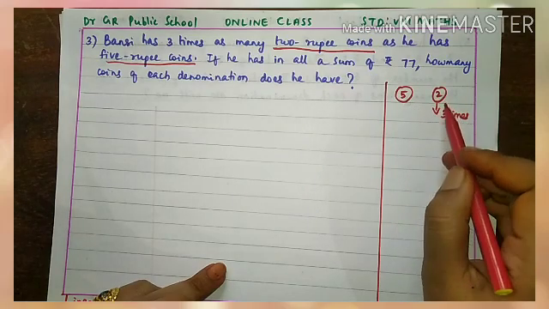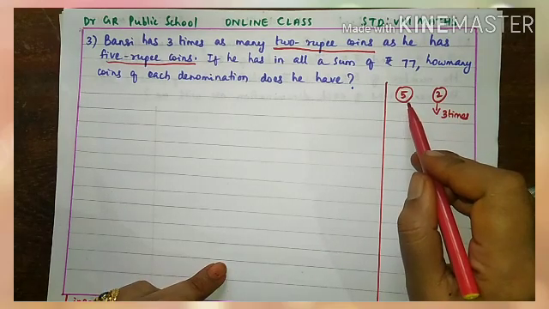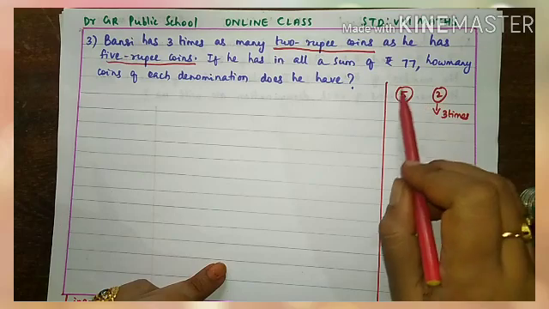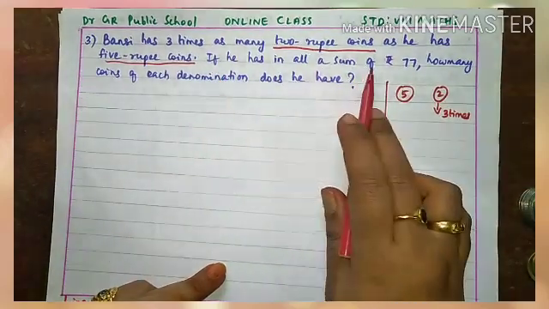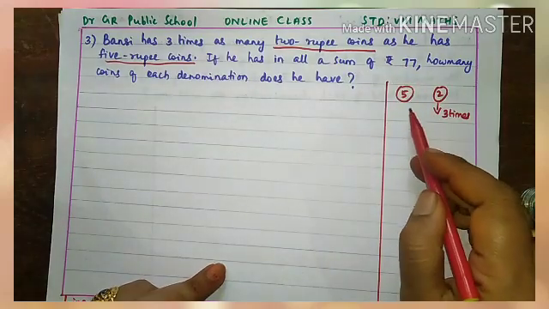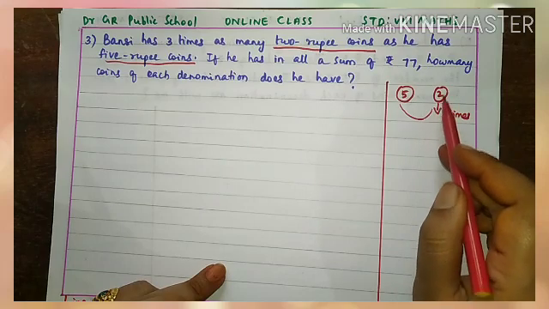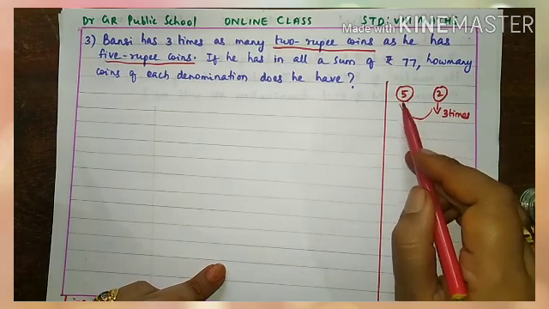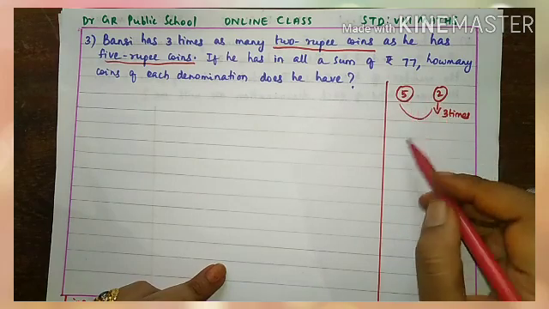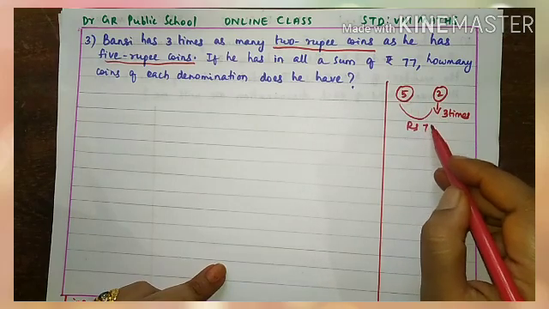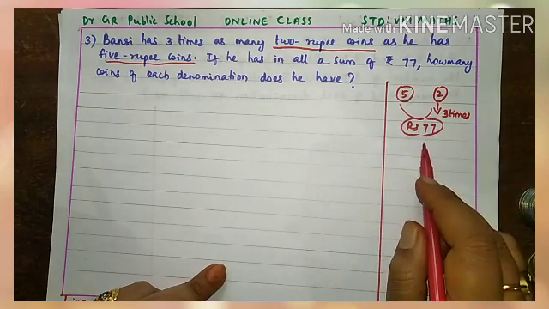So the number of 2 rupee coins he has is 3 times the number of 5 rupee coins. Okay, so that is the meaning of the first sentence. And if he has in all a sum of 77 rupees, then when we add the values of these 2 coins, the 2 rupee coins and the 5 rupee coins, we are getting 77 rupees as the total sum of money.